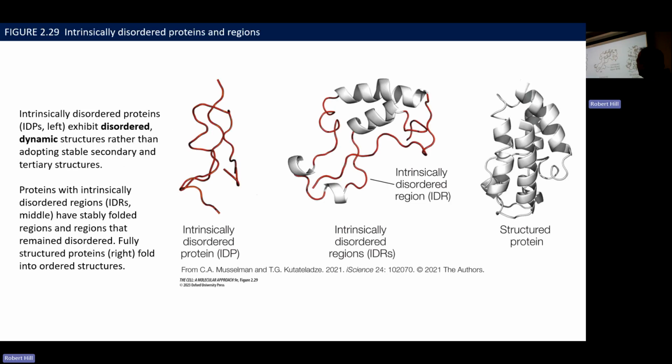But you can see here, you've got ordered regions, right? And then you have regions that can change, that can adopt different conformations. Maybe it gives this protein two different jobs. When the disordered region is in one conformation, it can do one thing. When it's in a different conformation, it can do another thing. So intrinsically disordered regions occur in larger proteins that otherwise can be structured.